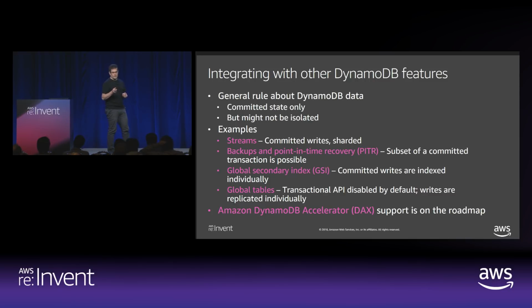Now, DAX is our accelerator. It's a write-through cache that you can put in front of DynamoDB that allows you to handle cases of high read load. Specifically, if you have very popular items that you want to increase the read throughput for, DAX could be a good solution for you. DAX support is coming. It's not released right now, but stay tuned. It's coming soon.